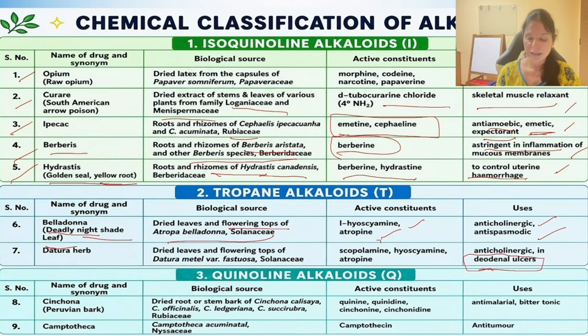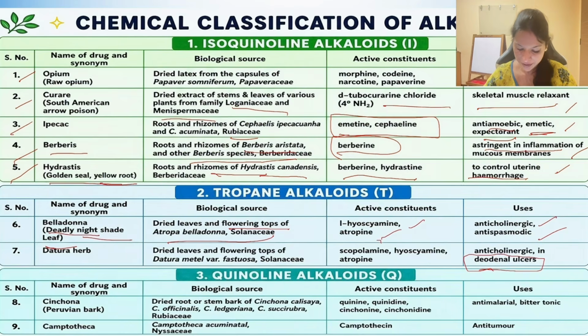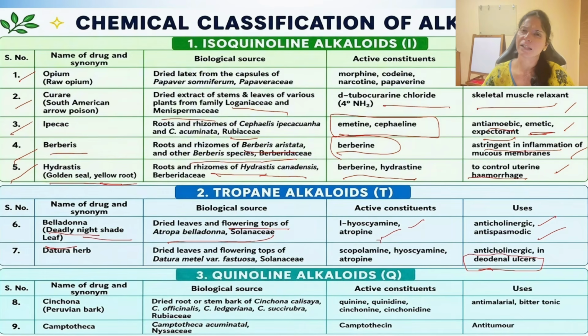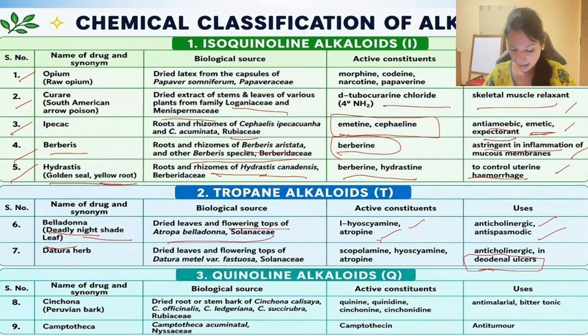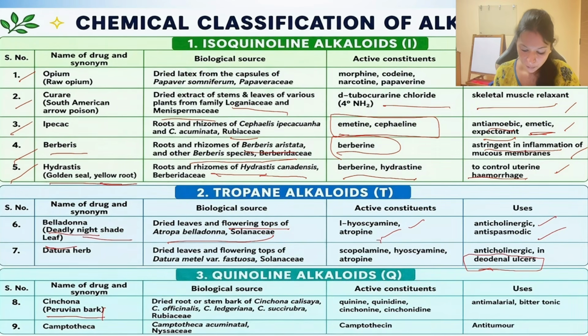So here the biological source is cinchona bark. From the name itself it indicates that it is a bark, meaning the stem part. So it will be the dried root or stem bark of Cinchona calisaya, and different other sources are officinalis, ledgeriana, succirubra, and these all belong to the family Rubiaceae. So this is the major point to be remembered, they belong to the family Rubiaceae.